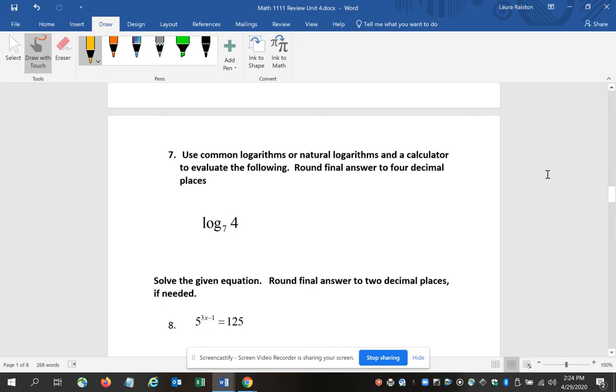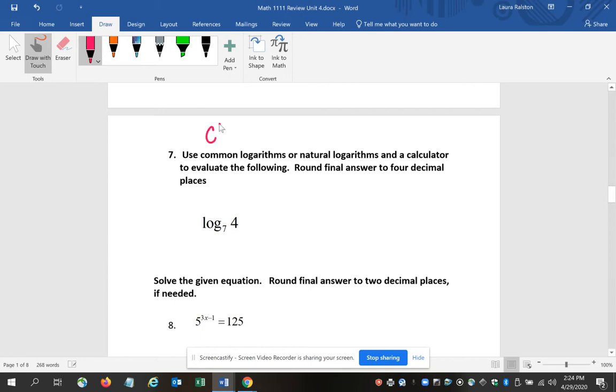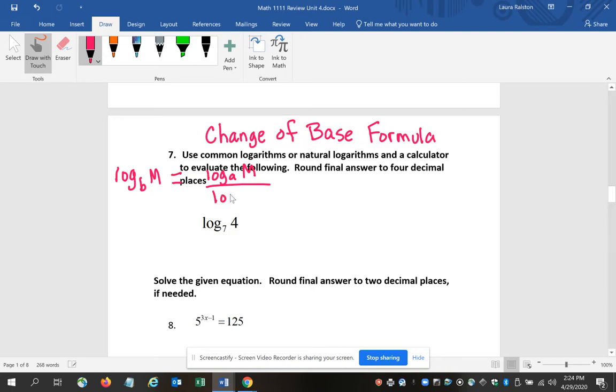Okay, then we get down to basically this would be change of base. If you don't catch the instructions, it says use common logs or natural logs and a calculator to evaluate it and round your answer to 4 decimal places. So this is where you would apply the change of base formula, or the change of base property. Remember, the formula is log base b of m equals log base a of m divided by log base a of b.